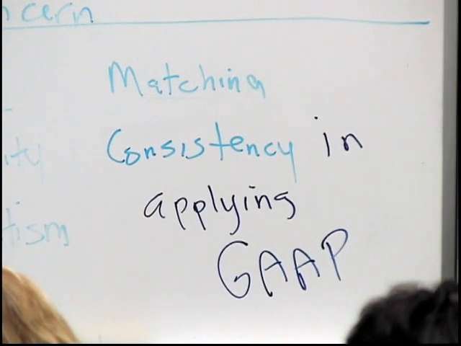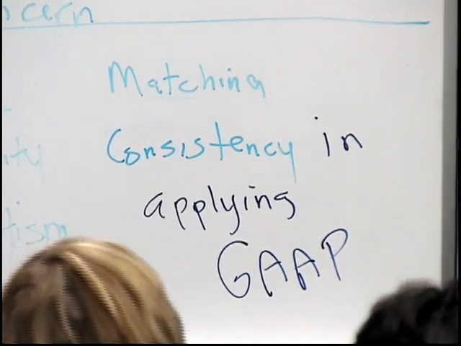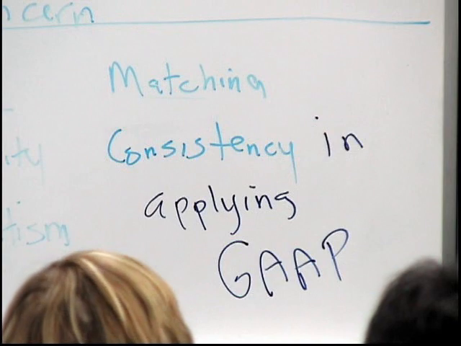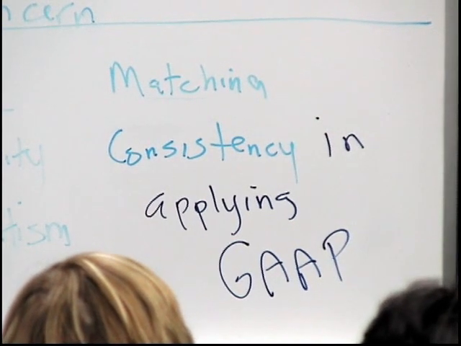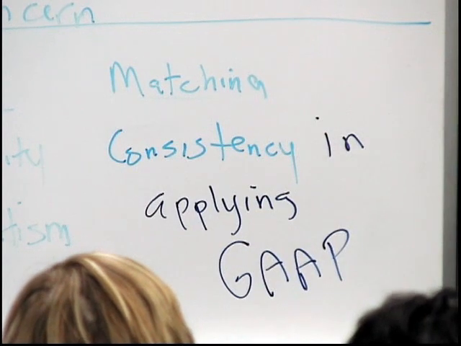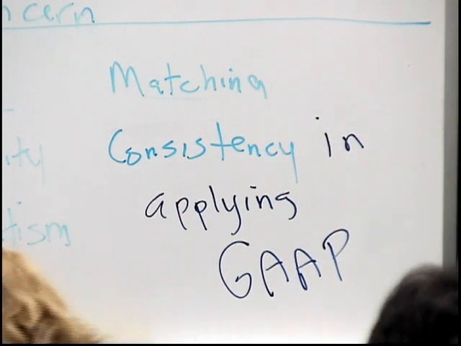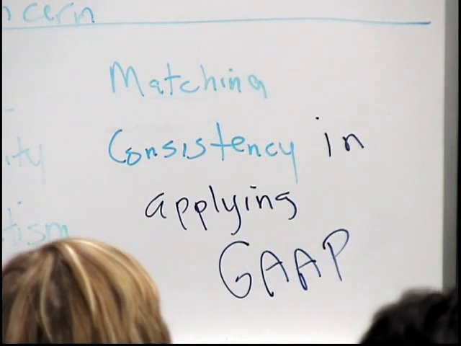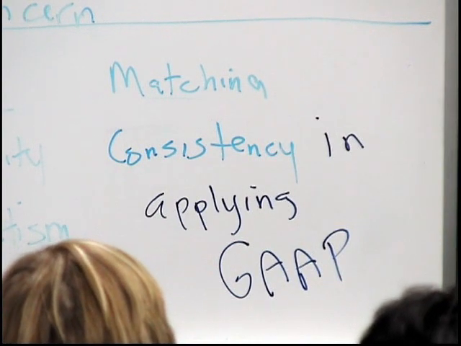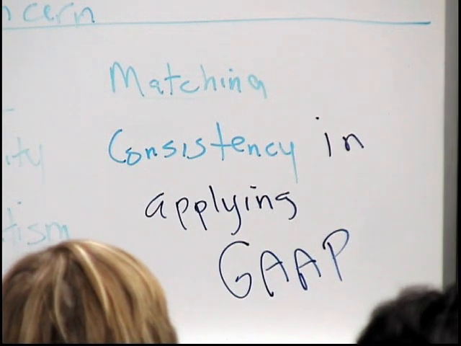So if you're using something called straight line depreciation, maybe you remember that, you don't switch in year three and start using something called double declining balance. If you have inventory and you're using something called FIFO, remember that? You don't switch and use LIFO. That's not consistent. You have to be consistent in applying GAAP from period to period.